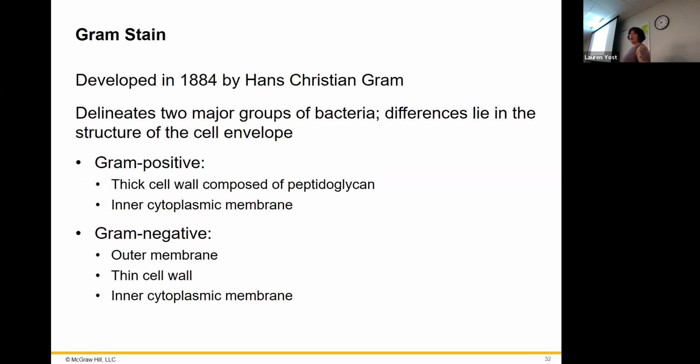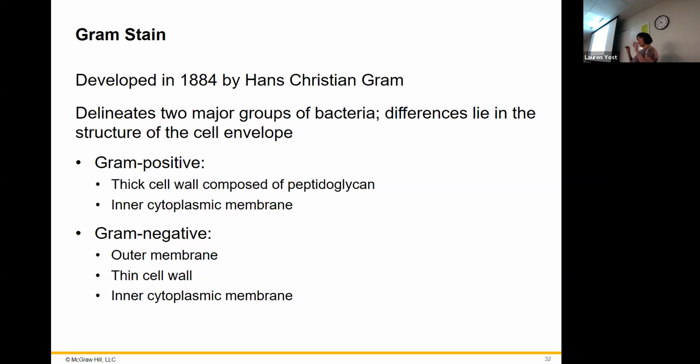It was made by this guy, Gram, and it's basically going to allow us to see the differences between gram-positive and gram-negative. You are called gram-positive because you stained positive by the stain, and that's literally why it's named that way. It doesn't mean anything else. But we have noticed that if you stain positive in the Gram stain, you have these specific features with your cellular envelope. Gram-positives have thick cell walls, and gram-negatives have a thin cell wall.